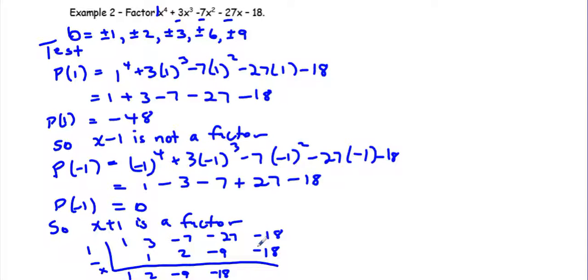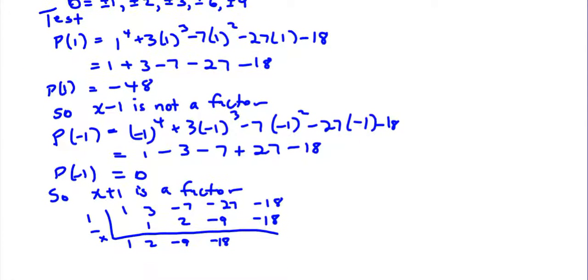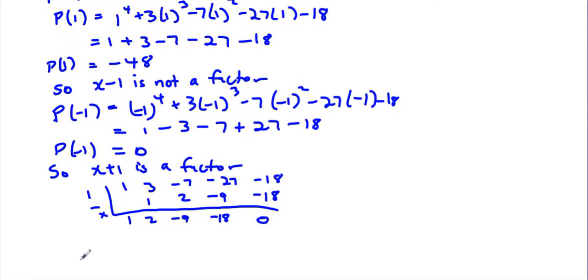If this doesn't come out to 0, then we've done something wrong, because if it's a factor, the remainder should be 0. And indeed, when I do this, the remainder is 0. So that's good.